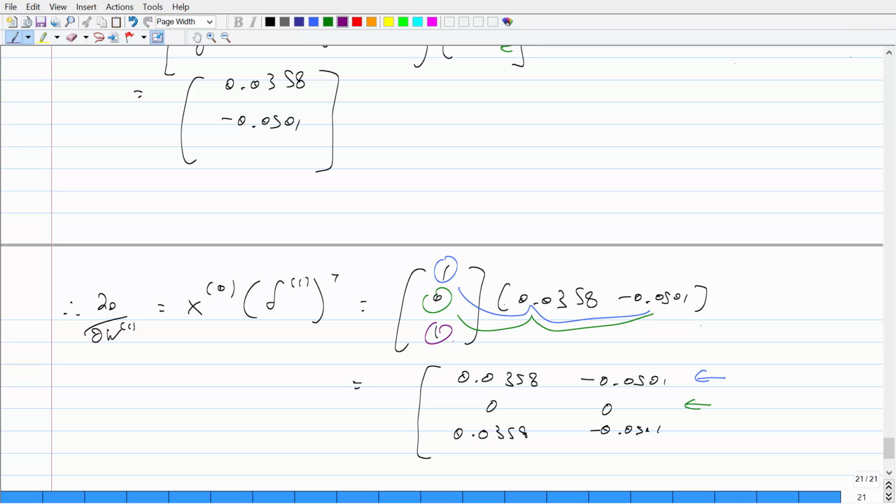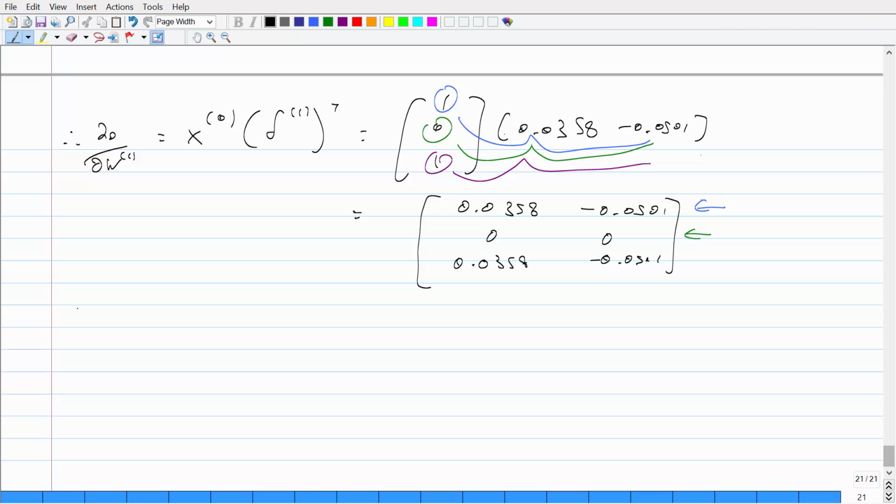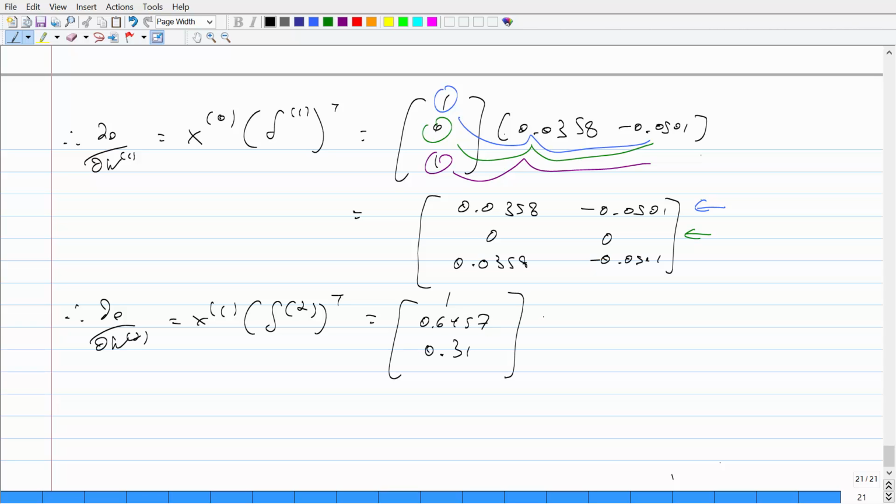And finally, you have just the same as before. All right, that's the first one. And then the second one, same thing as before. So this is x of 1. Okay, so x of 1 was 0.6457, 0.31, and then we multiply this by 0.0781. It's just a single value. So all you're doing is you're just scaling each value here, and then we finally get minus 0.0781 and minus 0.0504 and minus 0.0242. Okay, so these are the updates.